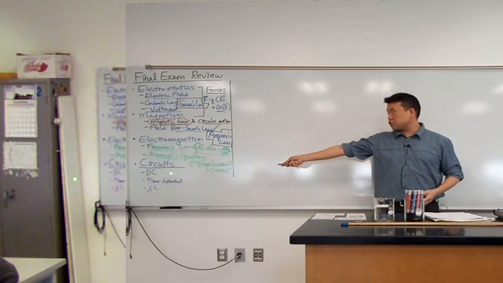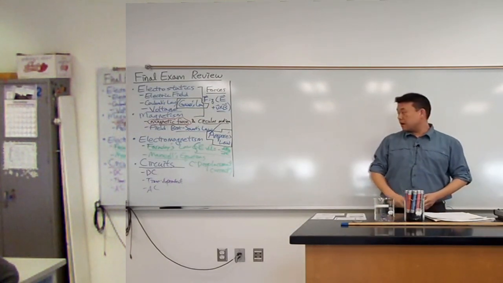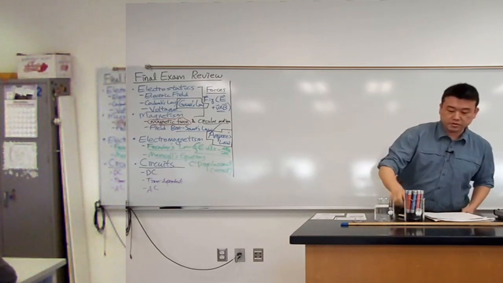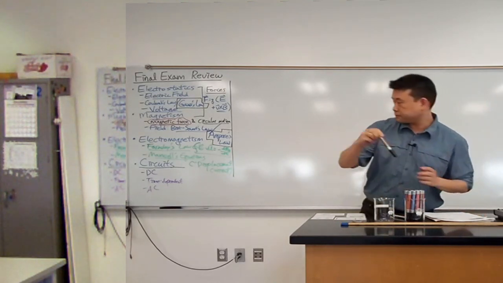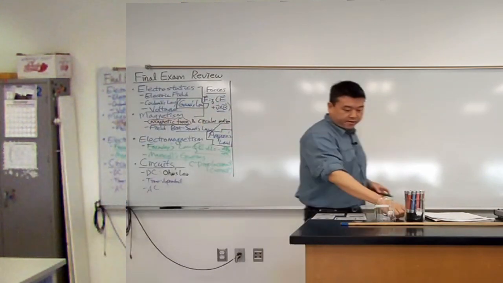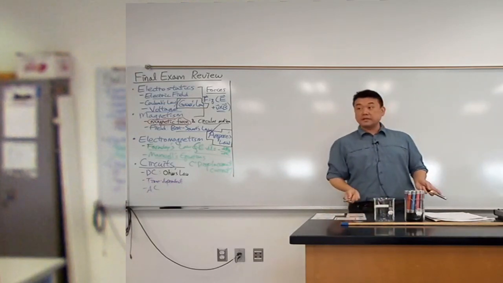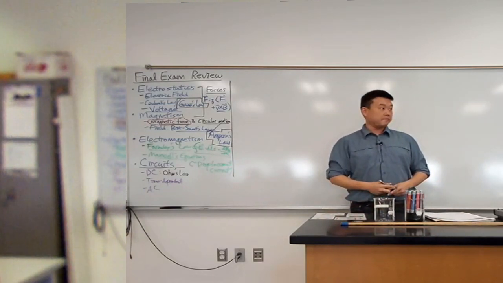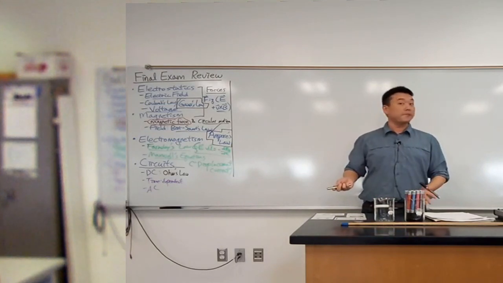DC circuits is what you saw in exam 2, along with electrostatics. So DC circuits is where we introduced, for example, Ohm's law. And time-dependent and AC circuits were what you saw in exam 3. And this is where you get a slight bit more complication.